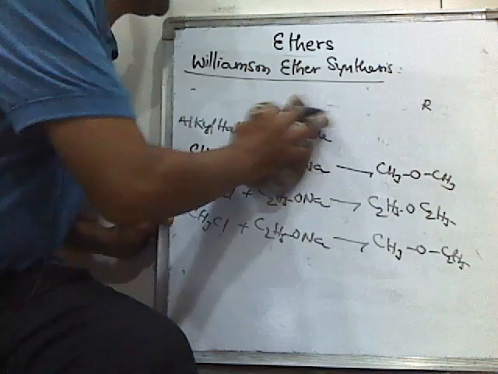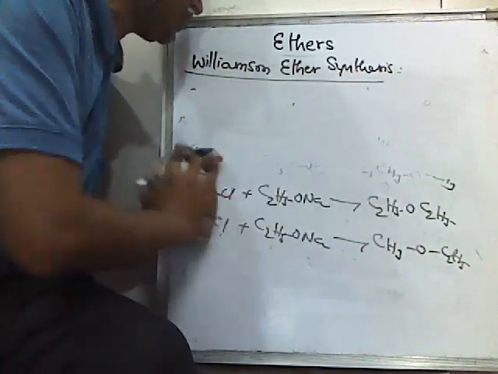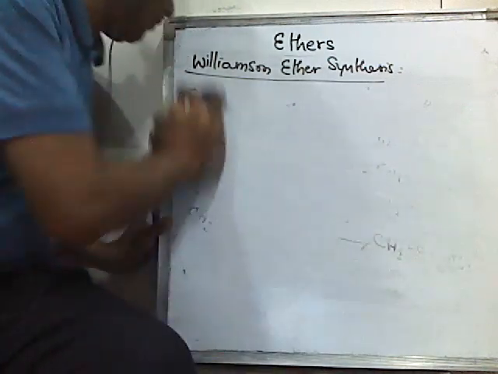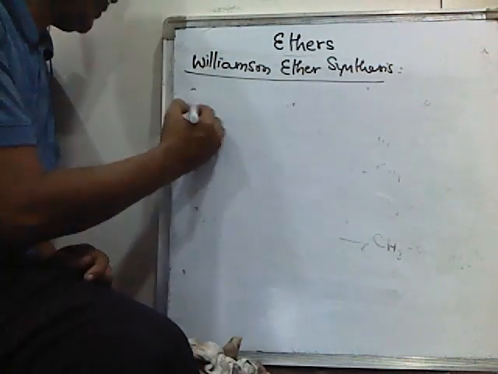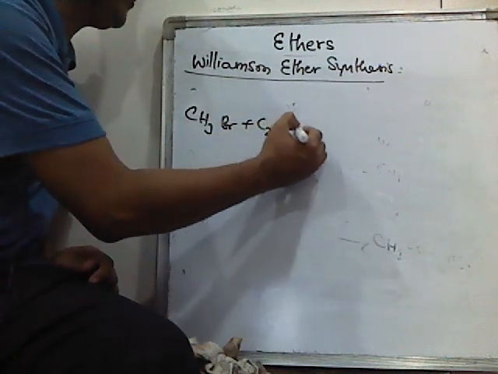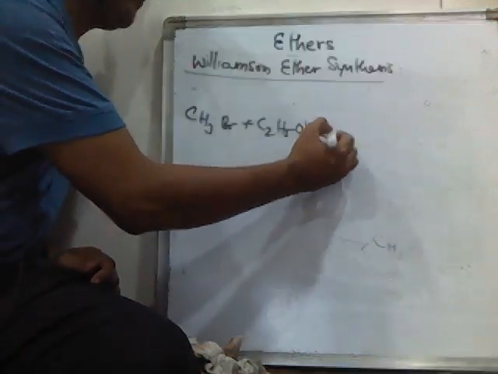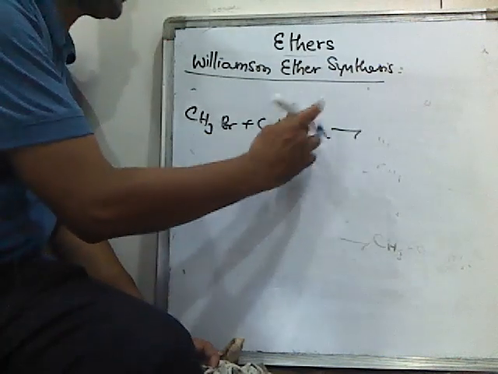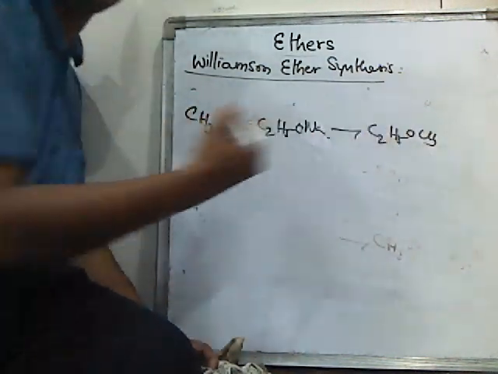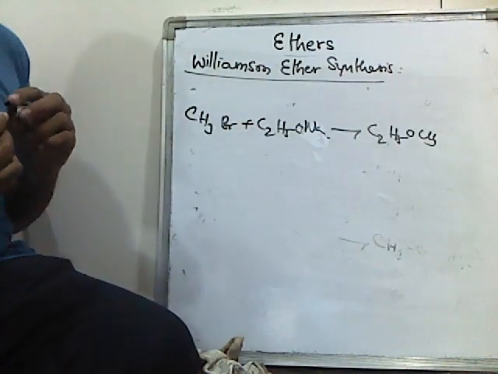For example, how will the question be asked? Suppose they give the reactants and ask you to write the product. For example, CH3Br treated with C2H5ONa. What is the product here? The product is C2H5OCH3. Here Williamson's synthesis occurs.